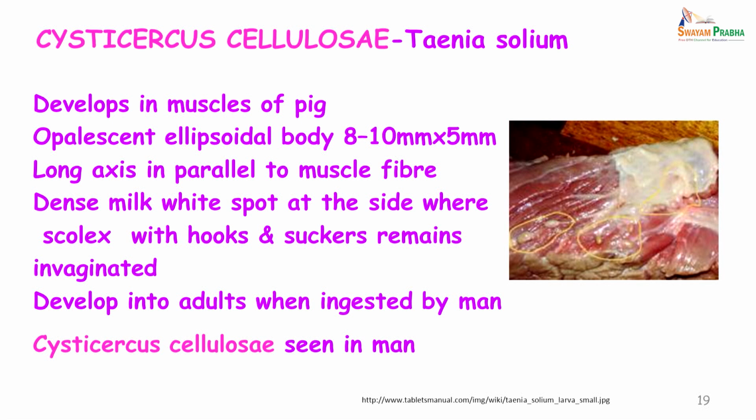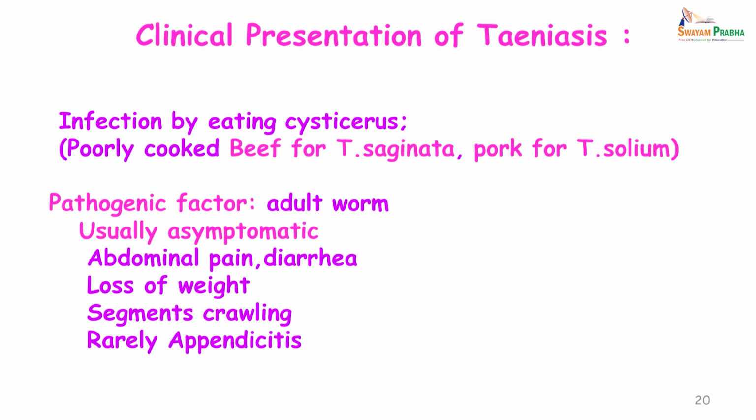In the muscle of the pig, they appear as opalescent ellipsoidal bodies, which are 8 to 10 by 5 millimeters in dimension. When you look at the meat, you will find that there are dense milk white spots, where the scolex and the hooks and suckers are invaginated. These develop into adults when they are ingested by man and have a similar appearance when they cause Cysticercus cellulosae in man. So, let us look at the clinical presentation of Taeniasis.